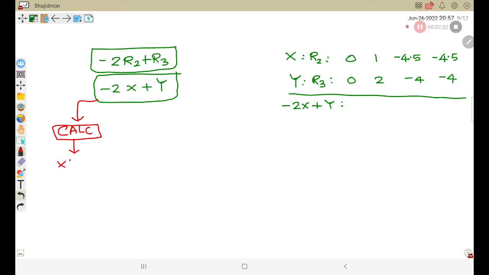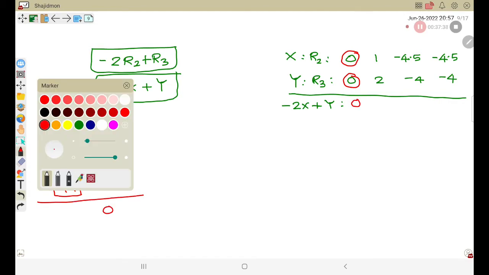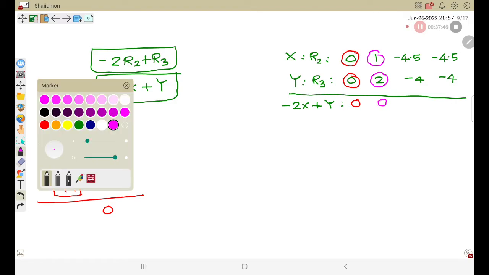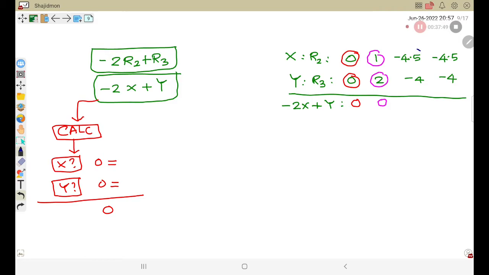After that the calculator will ask what is your x number. So first x number 0, press equal. Then the calculator will ask what is your y number, 0, press equal. So the answer here is 0, that will be the first number. Repeat the operation, calc again, x number 1, y number 2, you will get 0. Again repeat until the end, minus 4.5 and minus 4, you will get 5. Then lastly minus 4.5 and minus 4, you will get 5.